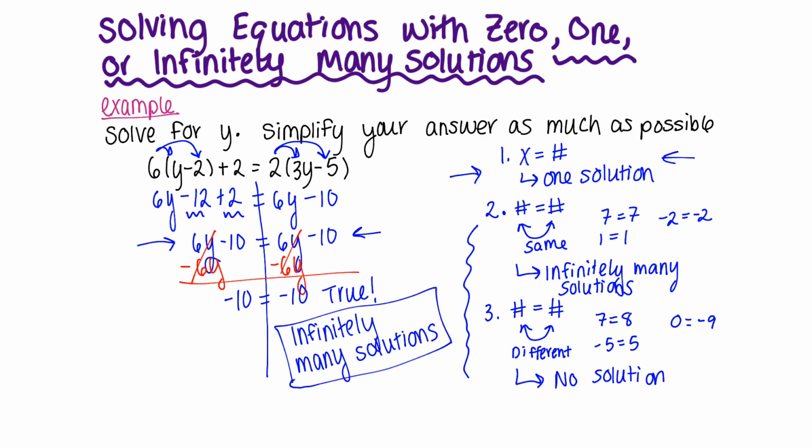What's important about this step right here is you have each side being equal to one another. So if you have one side equal to the other, they're the same on both sides, it's going to be an infinitely many answers situation.